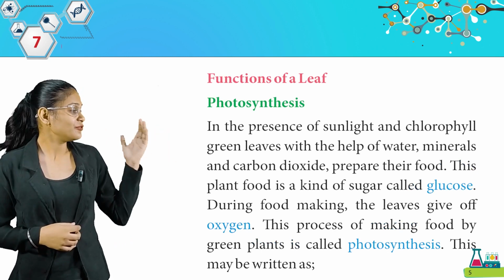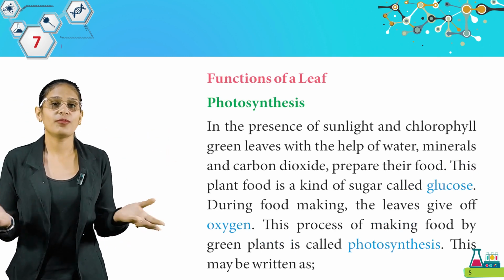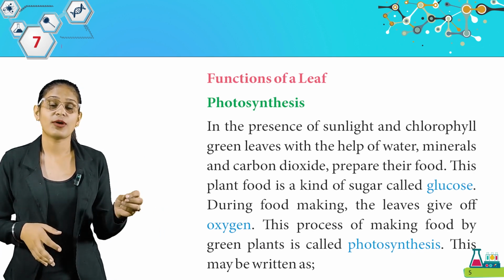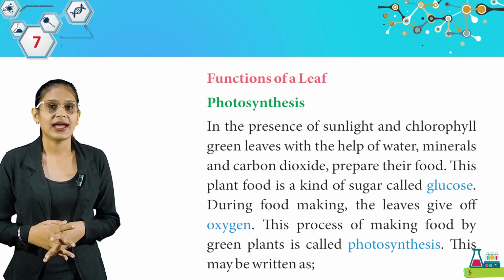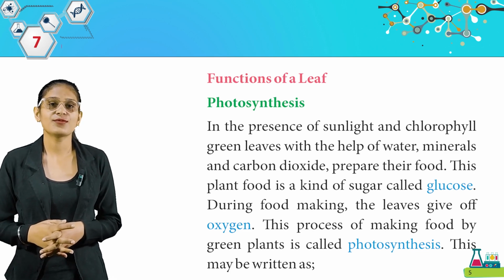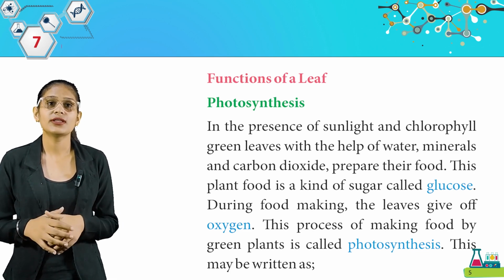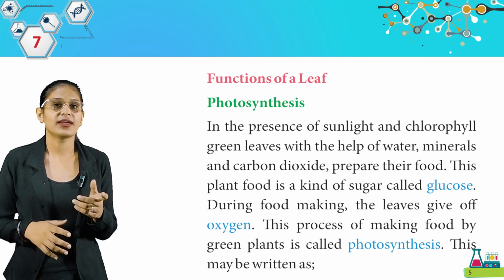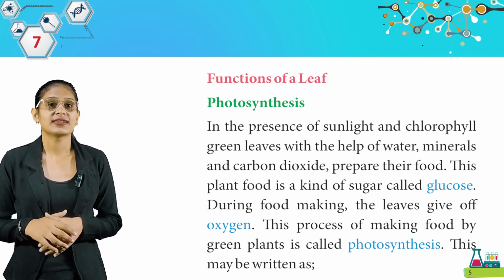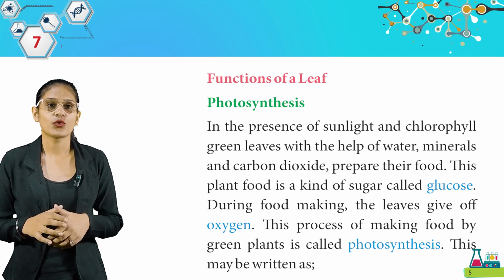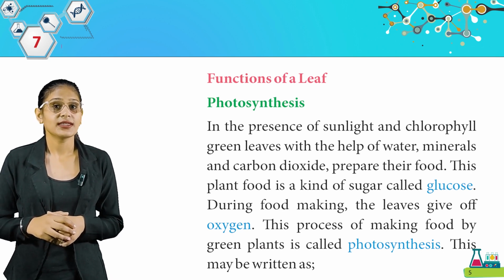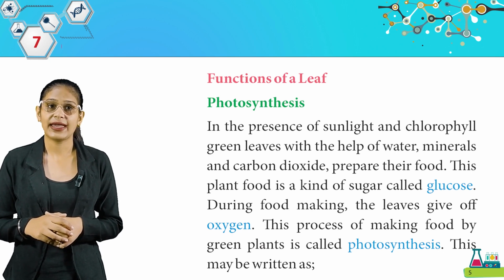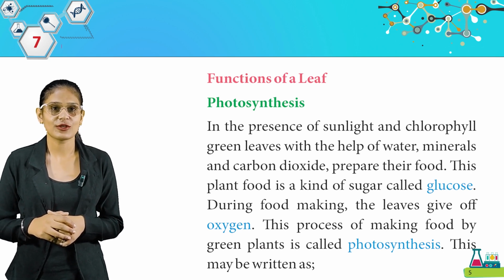The first is photosynthesis. You all know about photosynthesis because we have read about it from our childhood. In the presence of sunlight and chlorophyll, green leaves with the help of water, minerals and carbon dioxide prepare their food. This plant food is a kind of sugar called glucose. During food making, the leaves give off oxygen. This process of making food by green plants is called photosynthesis.